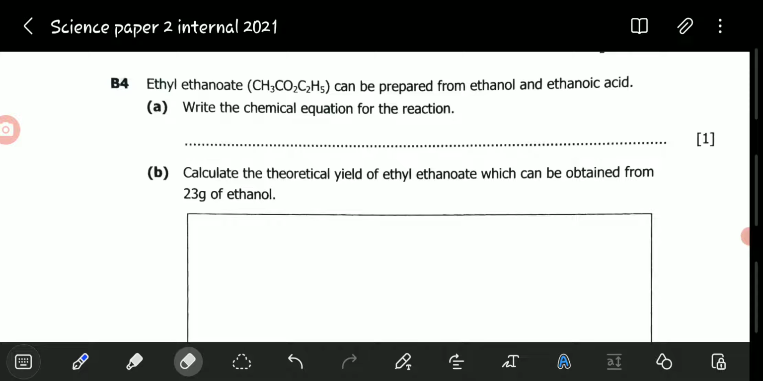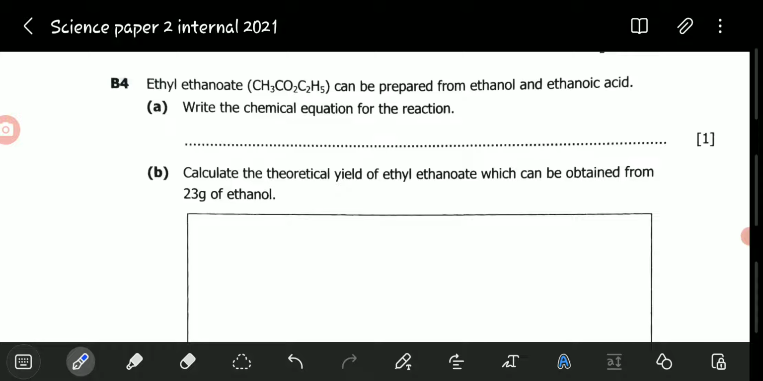In this video, we will be looking at the November 2022 Science Paper 2, Question B2. Question B2 reads: ethyl ethanoate, CH3CO2C2H5, can be prepared from ethanol and ethanoic acid. A. Write the chemical equation for the reaction.